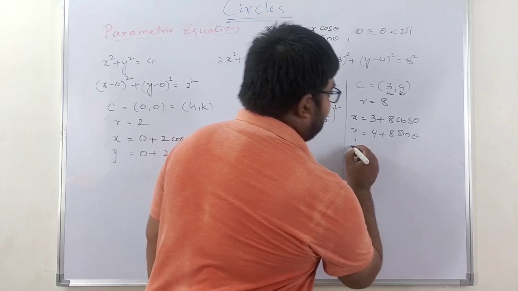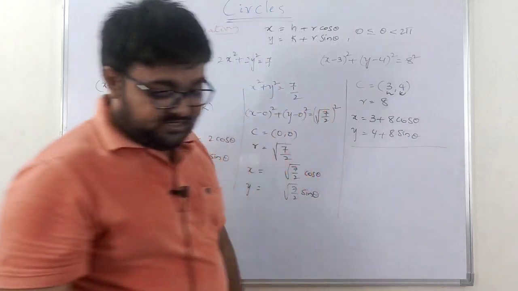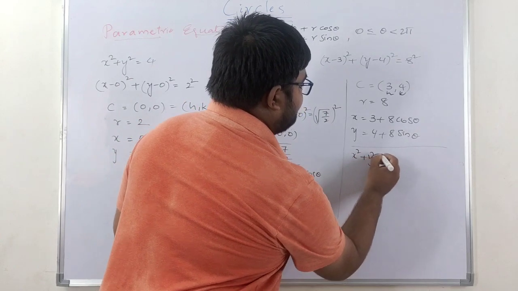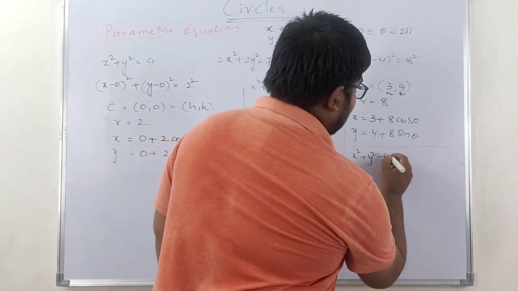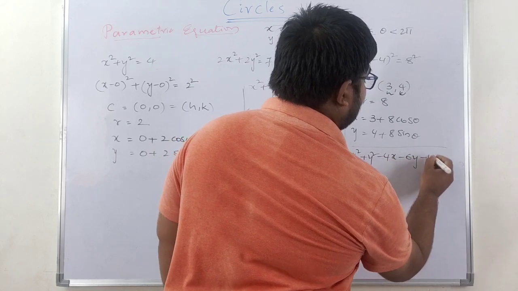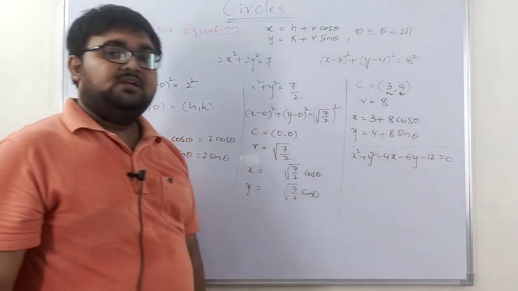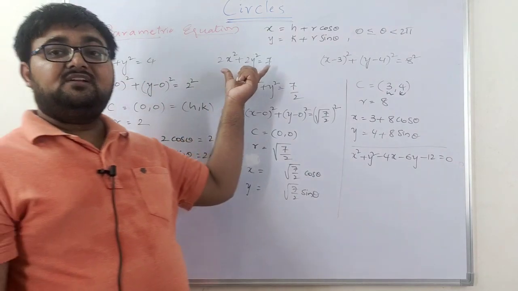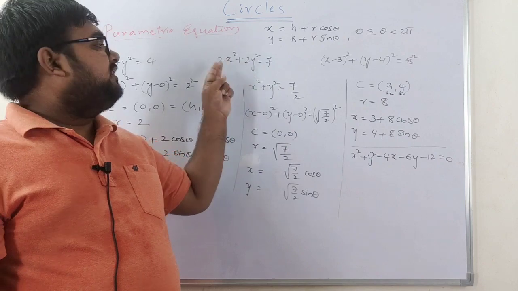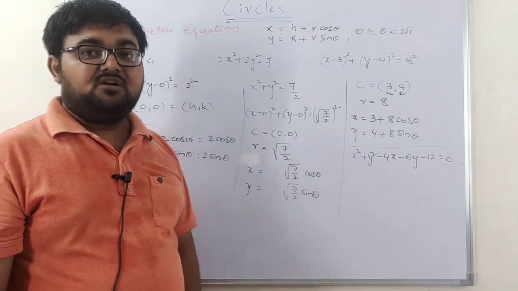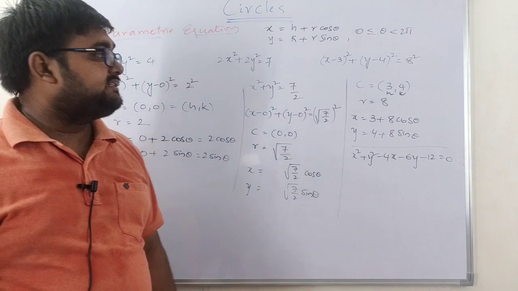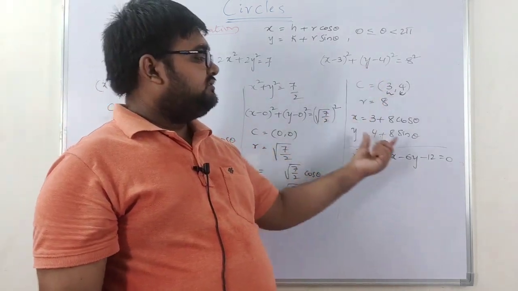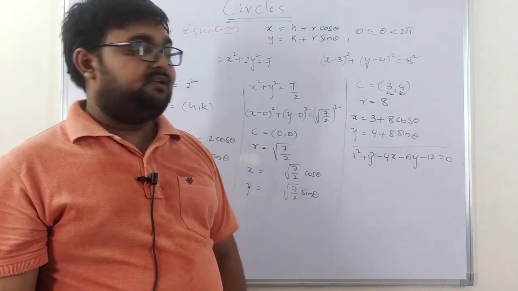So let us take one more question. The question is given as x square plus y square minus 4x minus 6y minus 12 is equal to 0. Here we have observed that when the center is origin, and the x square, y square coefficients are not ones, we have discussed that case. If the center and radius are directly shown, then we get the parametric equation form.